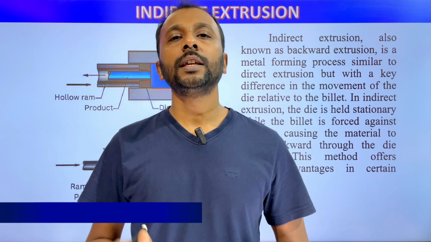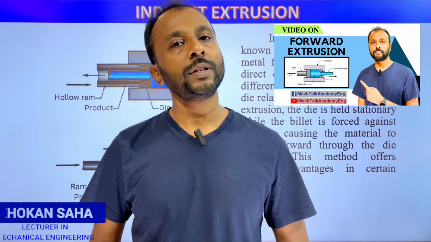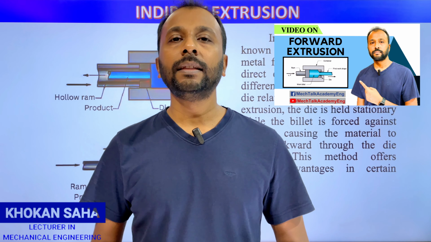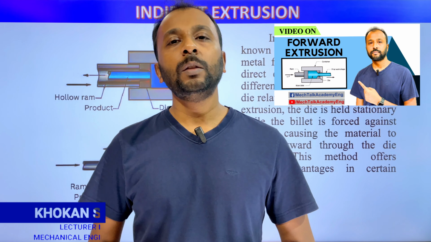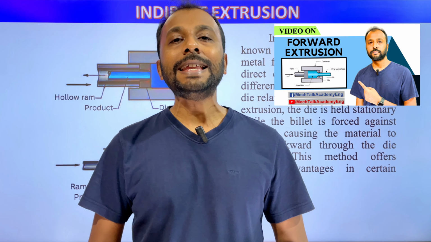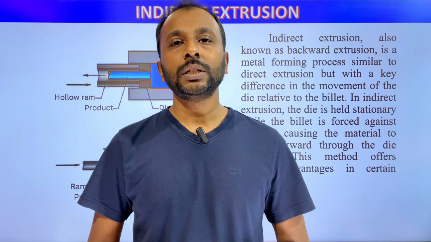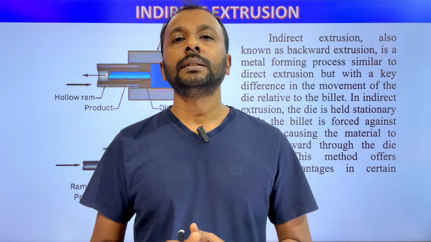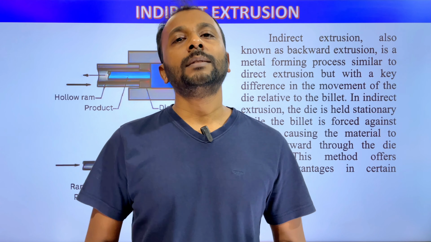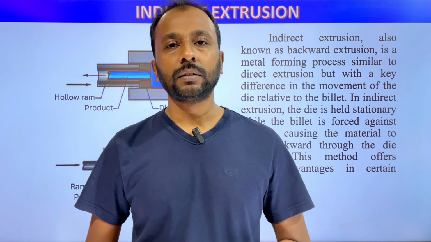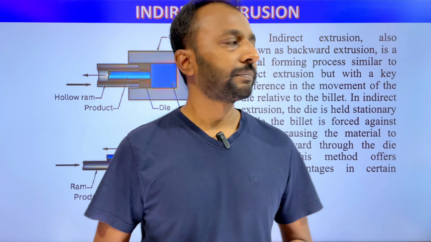In an earlier video, I have discussed the direct or forward extrusion process. In direct or forward extrusion, the ram and the metal billet were moving elements and the die was the stationary element. But indirect or backward extrusion is different from forward extrusion. In this process, the ram and the die are the moving elements and the metal billet is the stationary element. Let's understand this in detail.